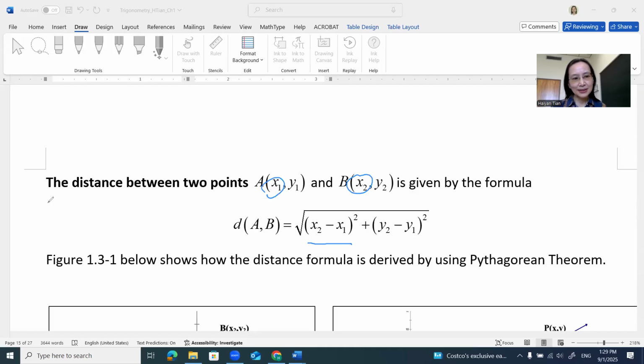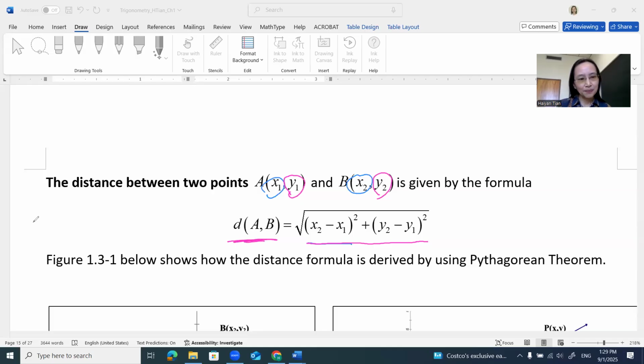And then plus the square of the difference of the Y coordinates. So you take the difference of the Y coordinates and square it. Then you do the sum of squares. You get a number, right? You take a square root. You will get the distance between the 2 points.